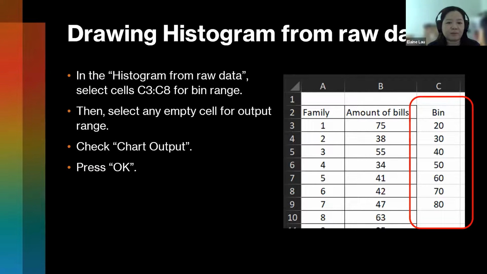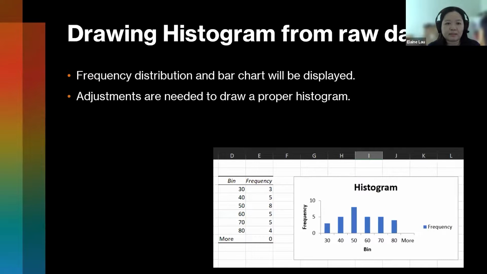All right, and then we select any empty cell for the output range. Then check the chart output. If you would like to check the cumulative percentage as well, that is okay, then you press OK. Next, the frequency distribution and the bar chart will be displayed.